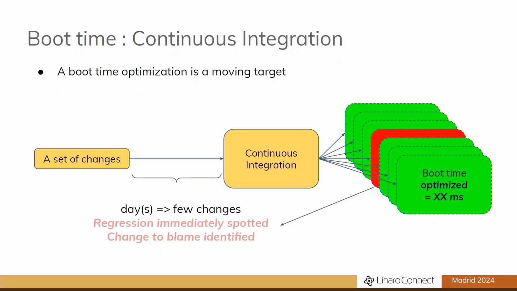But if we do a smaller amount of changes, and every time we have a change, which can be from outside or from inside, where outside means coming from an outside contributor, and inside from the company doing the changes, then when there are changes, you automatically do a check of the boot time and make sure you are still on the target you decided on. If a regression is spotted, as there is a small amount of changes, you can immediately spot the culprit and do the fix very quickly.